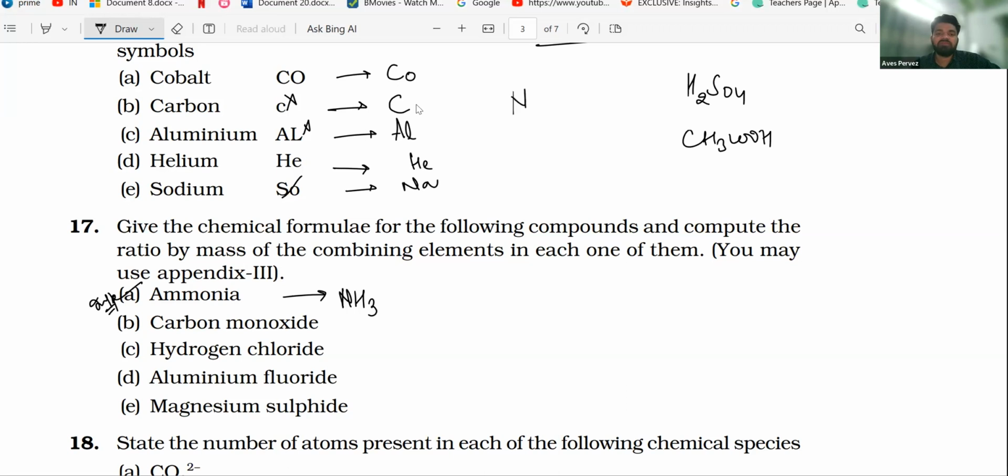Here we are using nitrogen as valency 3 and hydrogen as 1. So we cross multiply, and we'll get NH3. Understood? Now carbon monoxide, formula for carbon monoxide: C and O. If we write C and a small o, then it is cobalt. So this is carbon monoxide. If it is carbon dioxide, this is CO2.